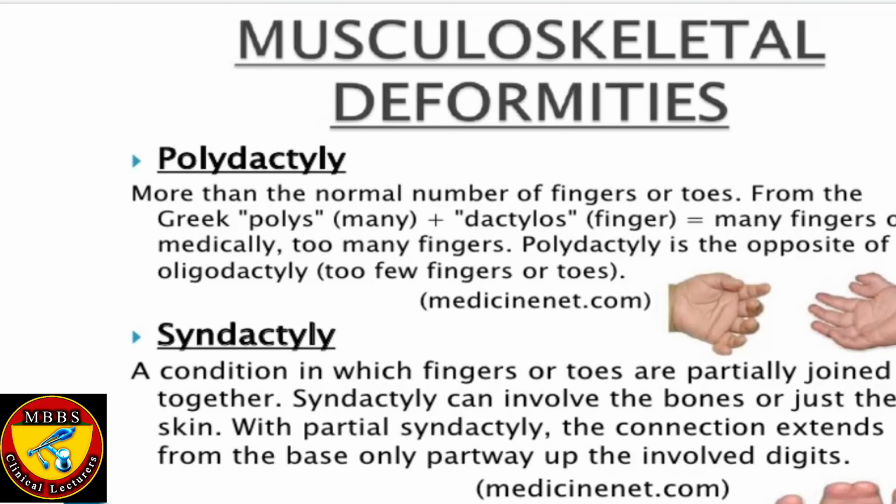Now coming to the deformities of the limbs, we already talked about polydactyly, which is more than 5 digits. Normally we have 5 digits. In this figure, we can see more than 5 digits, about 6 digits present, and this occurred because of an extra digit being formed, and that extra digit has led to polydactyly.